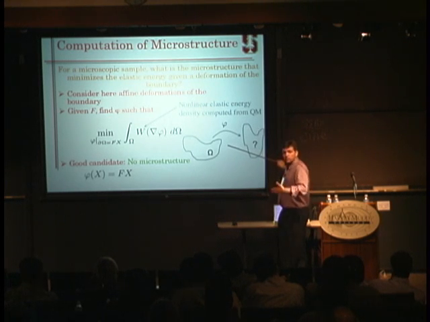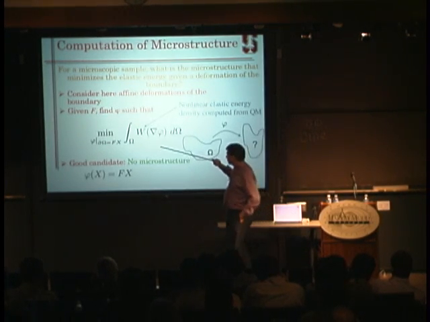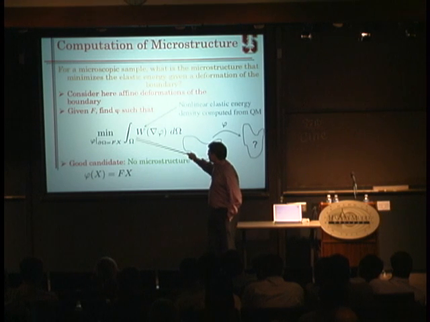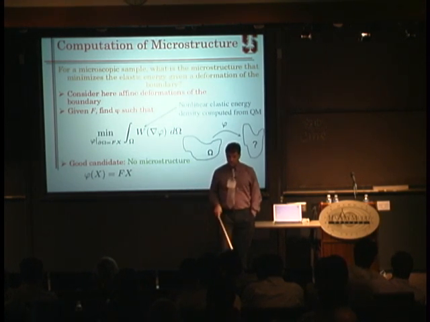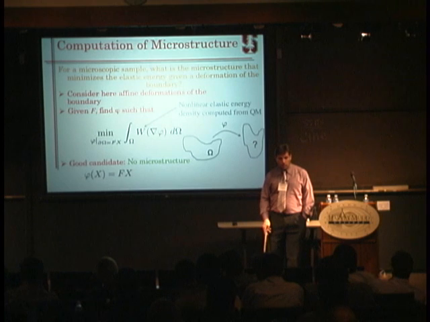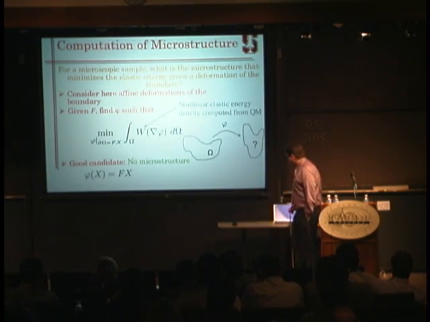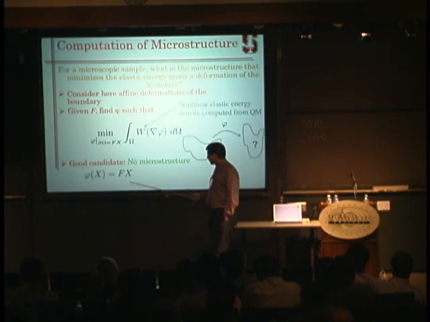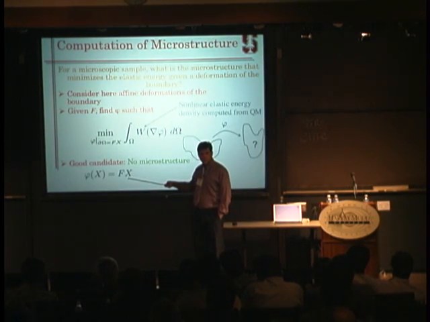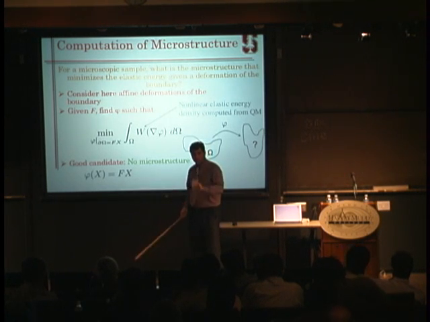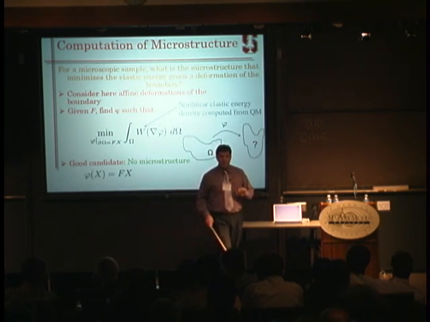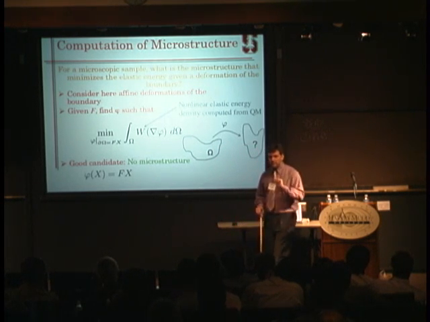Okay? So you impose that deformation on the boundary, and you wonder what is the deformation phi that minimizes the elastic energy that you generate inside. It's the same problem we solved before, but with the specific deformation on the boundary. So in general, you can check that a uniform deformation, F times x, is a solution of this problem. I mean, it satisfies the Euler-Lagrange equation. It satisfies the stationarity conditions. But it may not be the only one. And when it's not the only one, that's when you get microstructure.